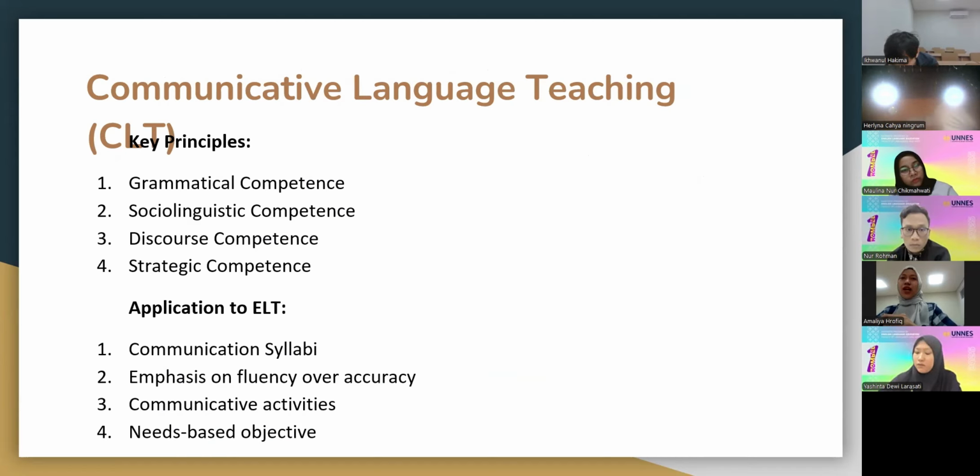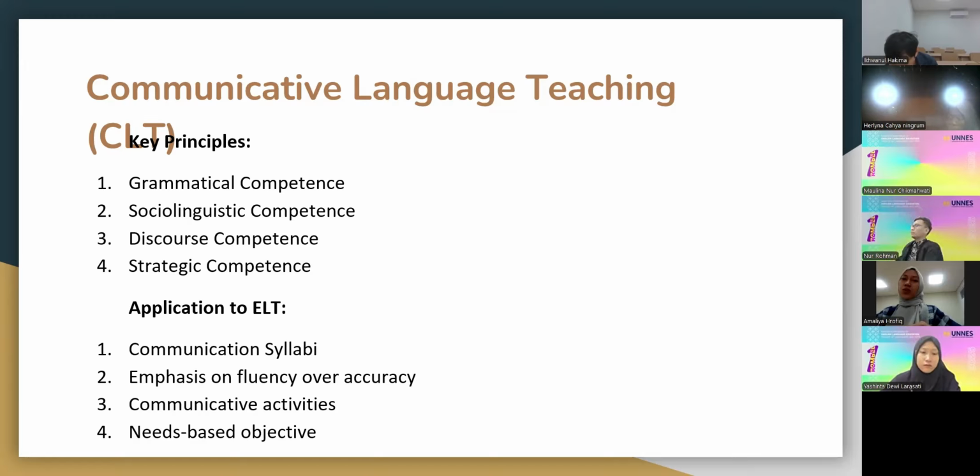First, the key principles of communicative language teaching, here I will call it CLT. CLT itself is a teaching approach that puts communication at the center of the learning process. Unlike a traditional method that focuses heavily on memorizing the structure and patterns of grammar, CLT emphasizes the ability of learners to use language meaningfully in real life. The first key principle is grammatical competence, which means the student is expected to master vocabulary, grammar, and also pronunciation.